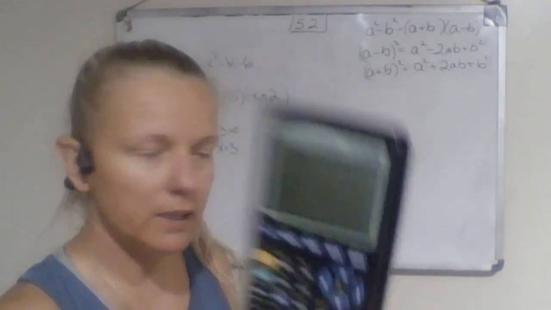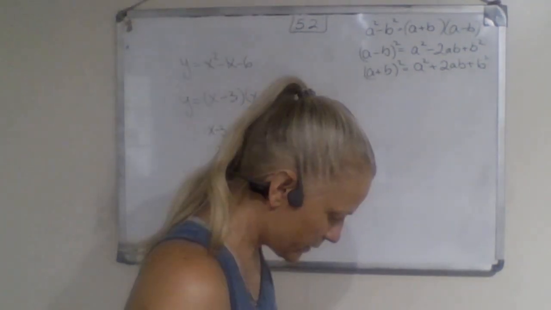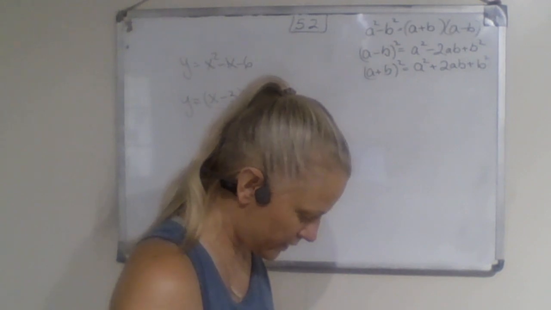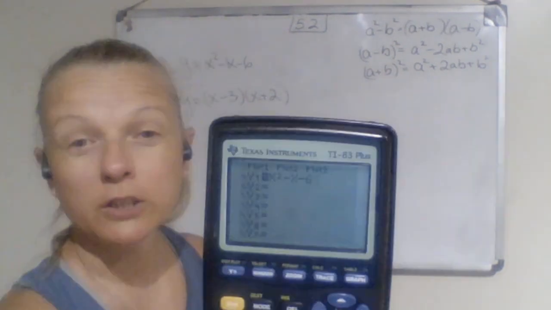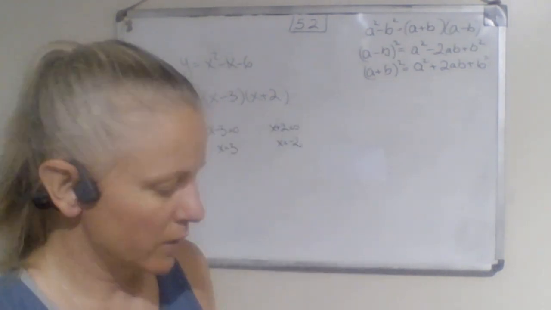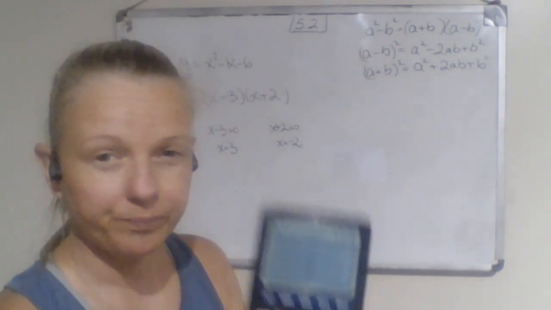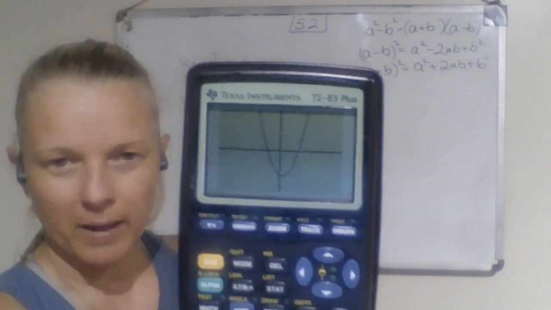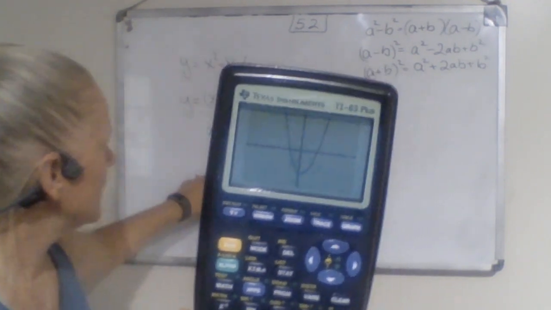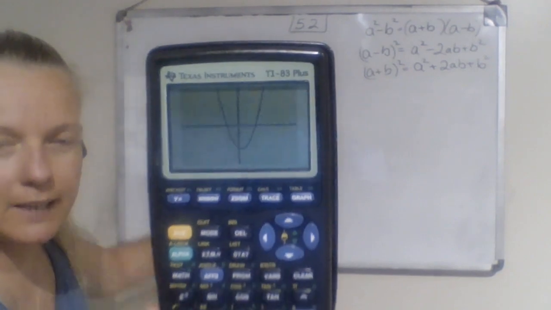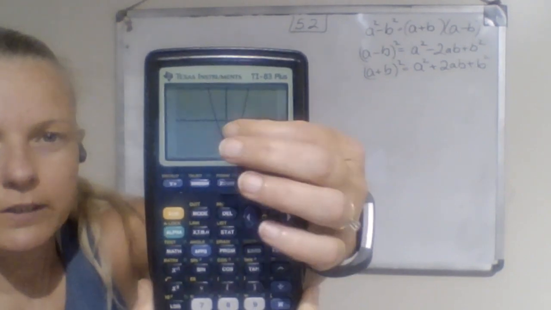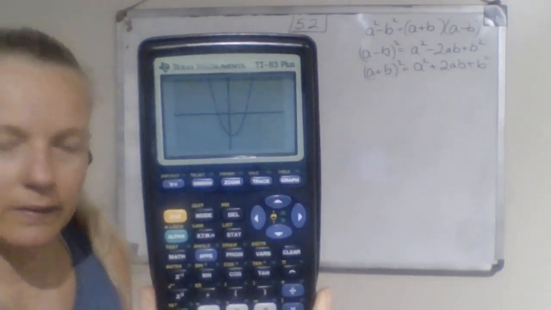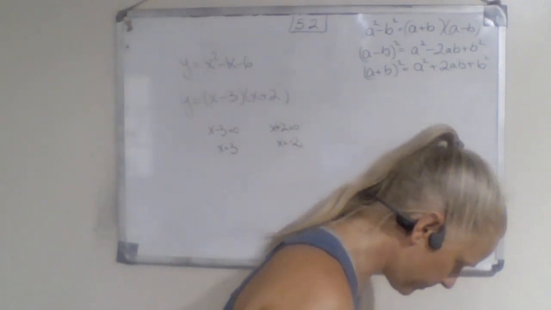I'm going to go to y equals, I'm going to put in x squared minus x minus 6. And I'm going to do zoom 6. Remember, we messed with the window. Zoom 6. Here it is. If you play with your little arrow and go back and forth, you're going to notice that you have your first intercept at x equals 3 right there. Your second intercept is at x equals negative 2 right there. And that's how you solve this, okay?